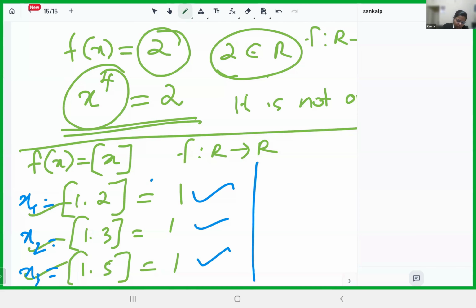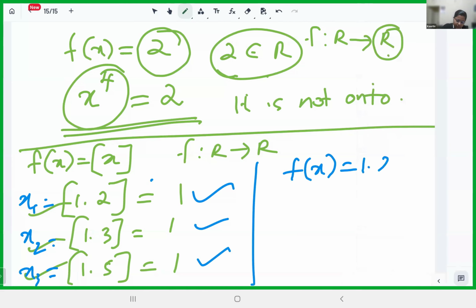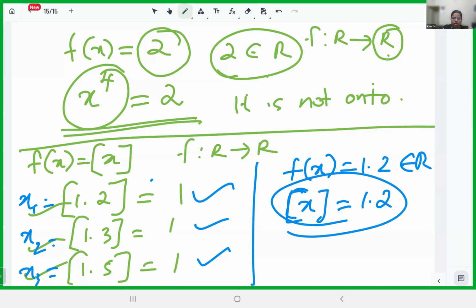Now, what about if I take the value f of x equal to 1.2? It belongs to R. So is there any x that satisfies the condition, that the greatest integer will be equal to 1.2? No x will satisfy this particular condition, right? So we can say that for every element in R, it doesn't have a pre-image. So we can say that the greatest integer function is not onto also. It is not one-one as well as it is not onto.